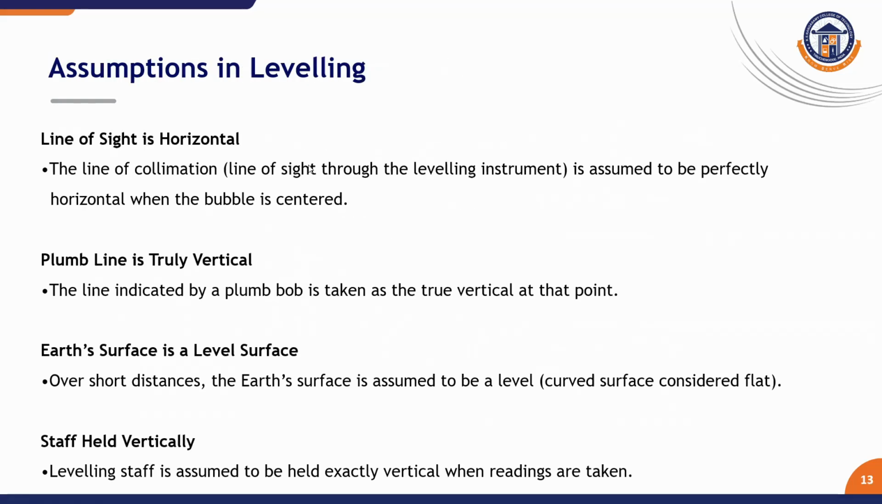Assumptions. All leveling calculations are based on four fundamental assumptions. First, we assume the line of sight is perfectly horizontal when the instrument's bubble is centered. Second, we assume the plumb line indicates the true vertical. Third, over short distances, we treat the earth's surface as a level surface, ignoring curvature. And fourth, we assume the leveling staff is held perfectly vertical.